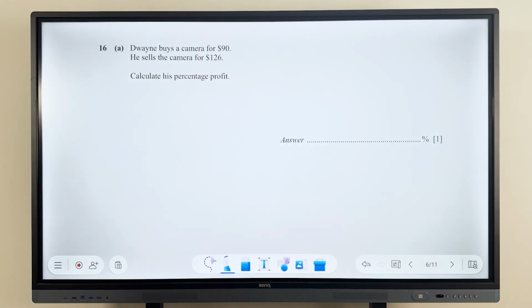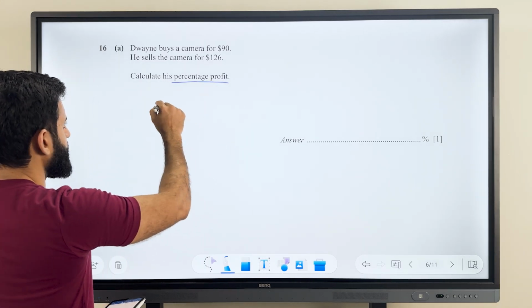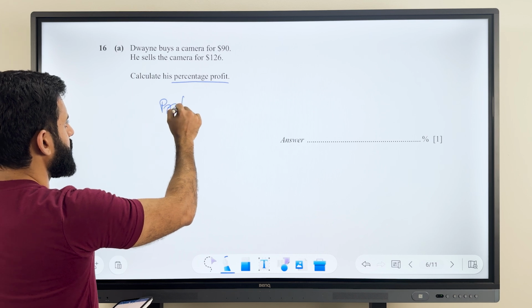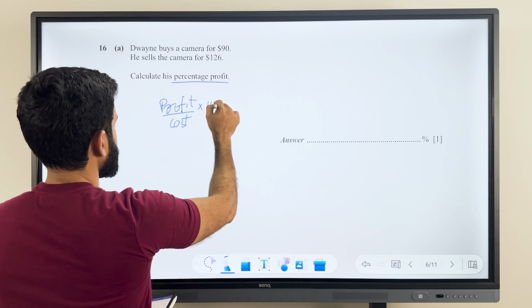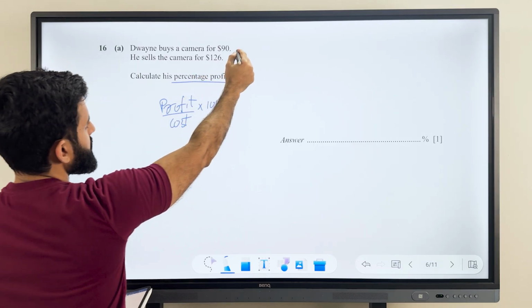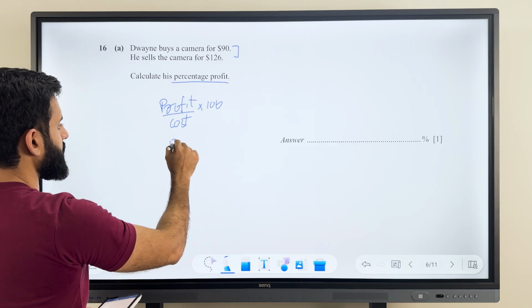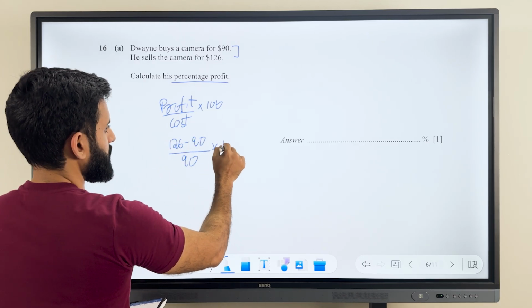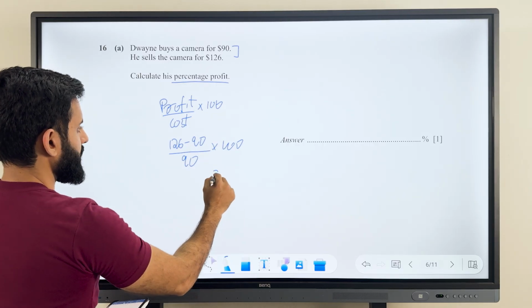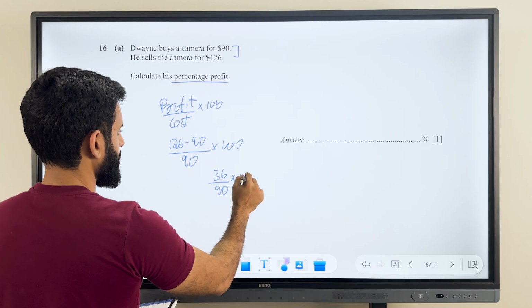Next, Dwayne buys a camera for $90. He sells the camera for $126. Calculate his percentage profit. So percentage profit is basically profit upon cost times 100. Now, what's the profit? Profit can be found by simply taking the difference between the cost price and the selling price. So that's 126 minus 90. What's the cost? 90 multiplied by 100. So 126 minus 90 is 36. 36 upon 90 times 100.